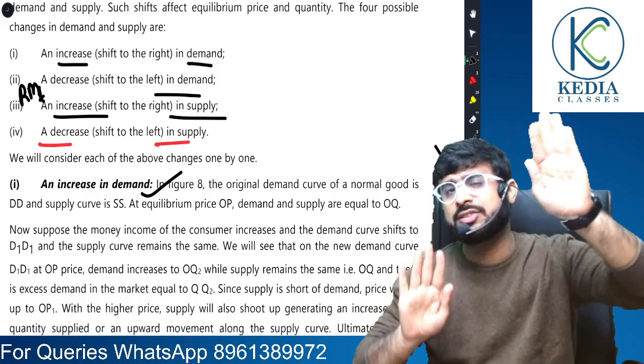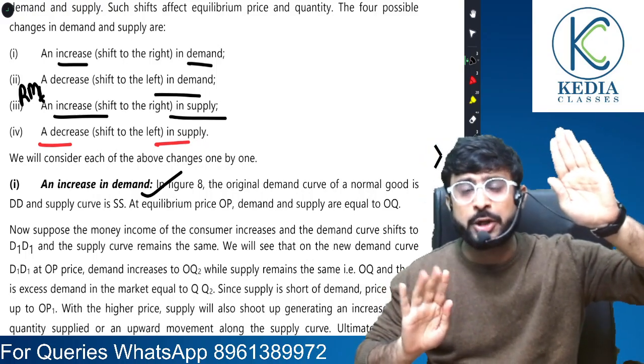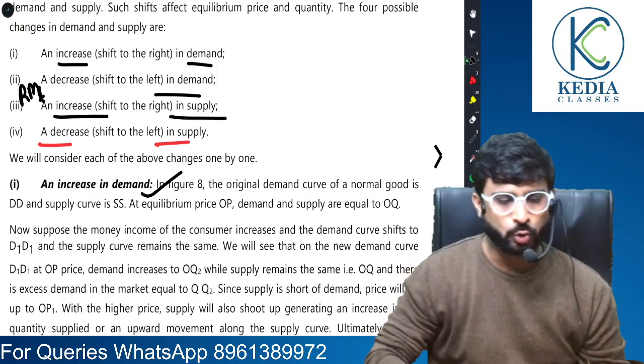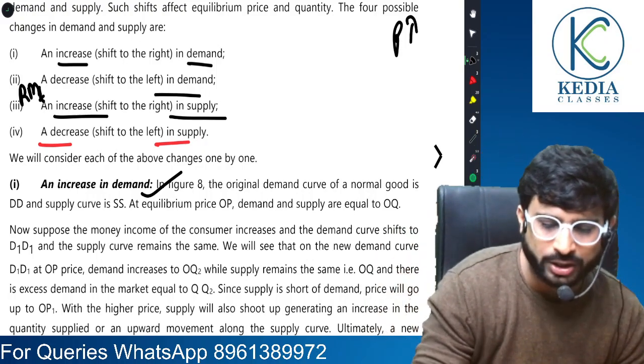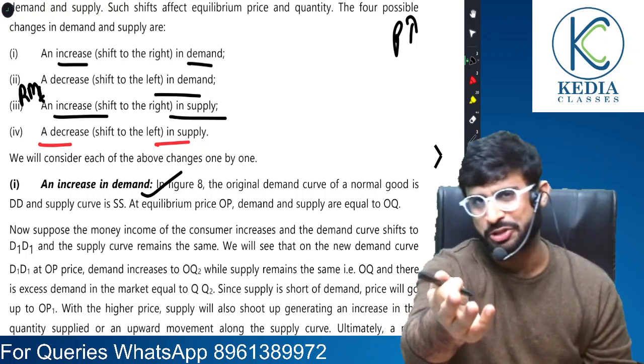And whenever there is excess demand, what did we discuss? Whenever there is excess demand, producers will be forced to increase the price of their products. You got it? So equilibrium price is going to rise whenever there is excess demand. And this was the answer.